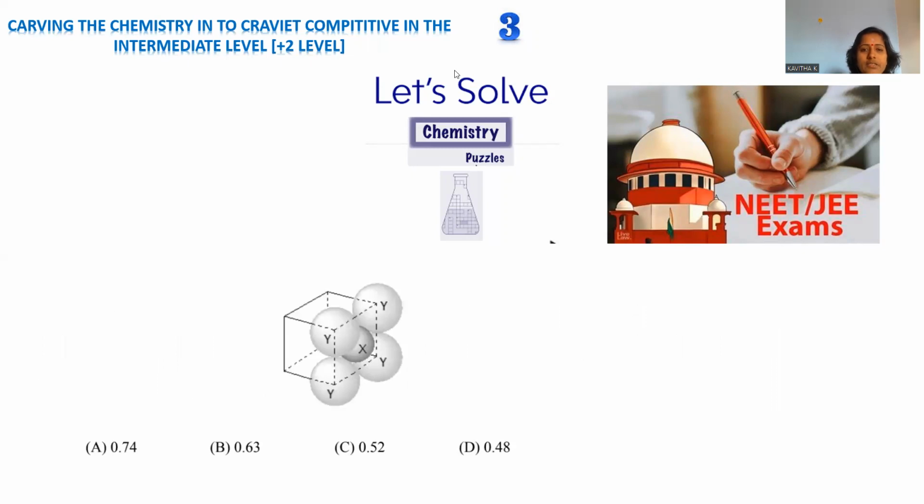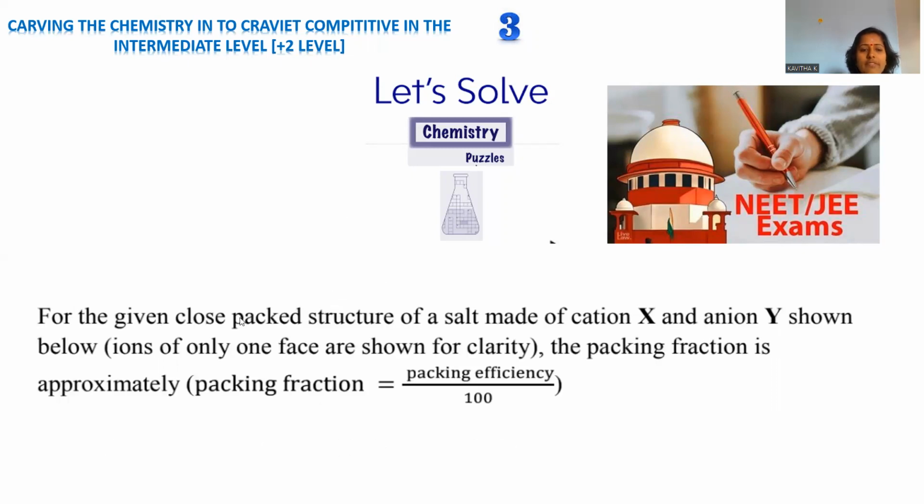Right. The question number 3 is, for the given close packed structure of the salt made up of cation X and anion Y shown below, ions of only one phase are shown for clarity. The packing fraction is approximately, right? So here, close packed structure is provided where cations are regarded as X and anions are denoted with the Y, and ions of only one phase are shown to us. The packing fraction should be calculated for this.